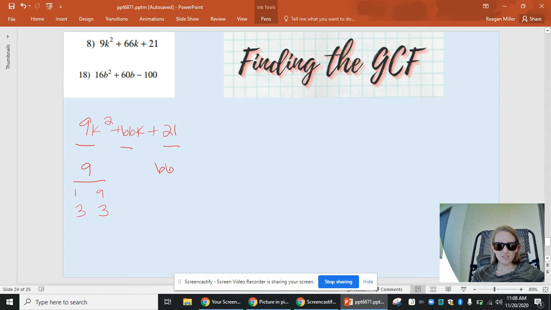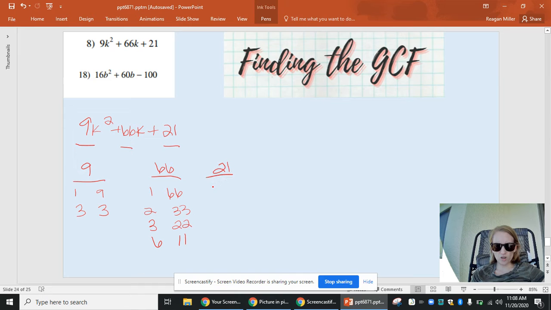Okay, then you have 66. You have 1 and 66, 2 and 33, 3 and 22. Let's see. 4 doesn't divide evenly. 5 doesn't divide evenly. 6 will divide 11 times. 7 won't divide evenly. 8 won't divide evenly. 9 won't divide evenly. 10, no. So I believe those are all the factors of 66.